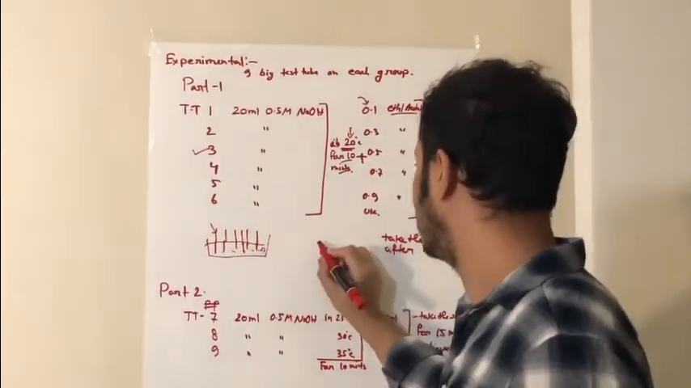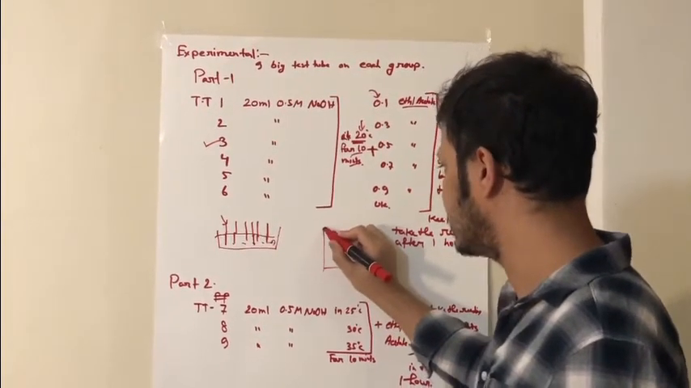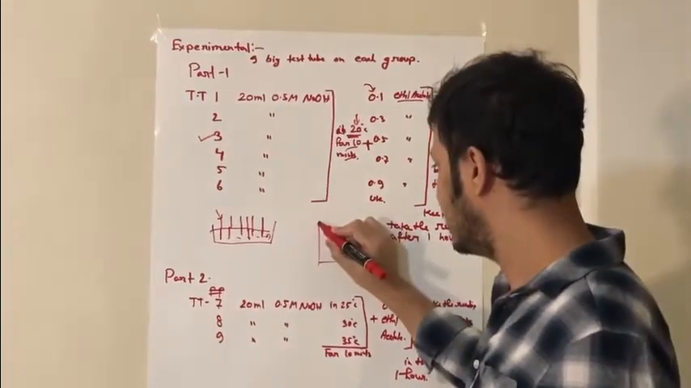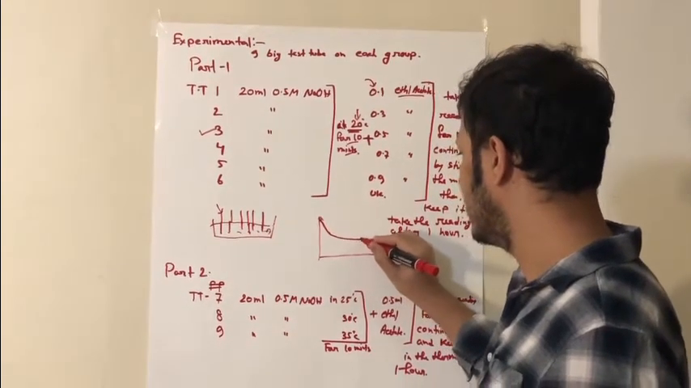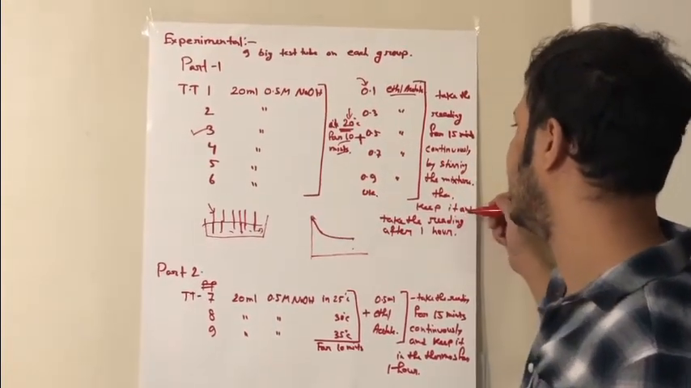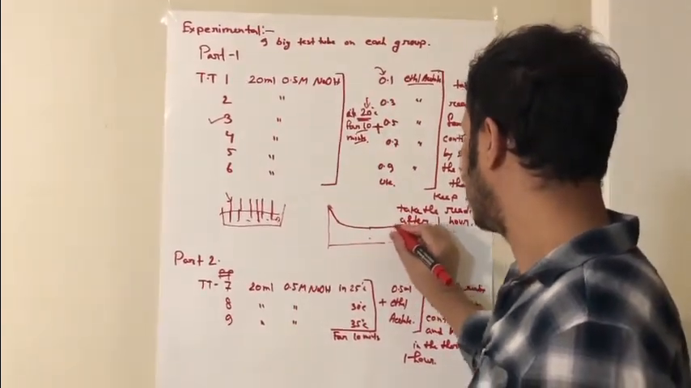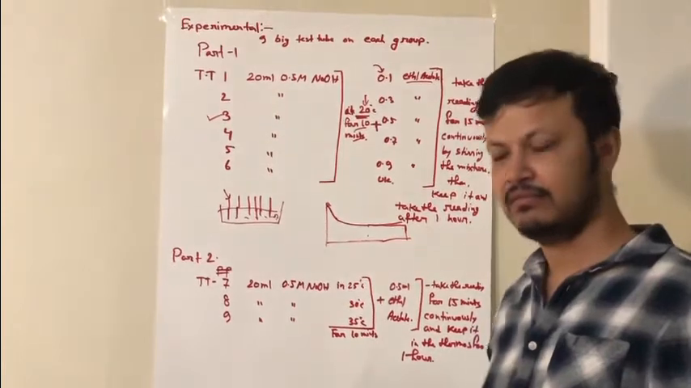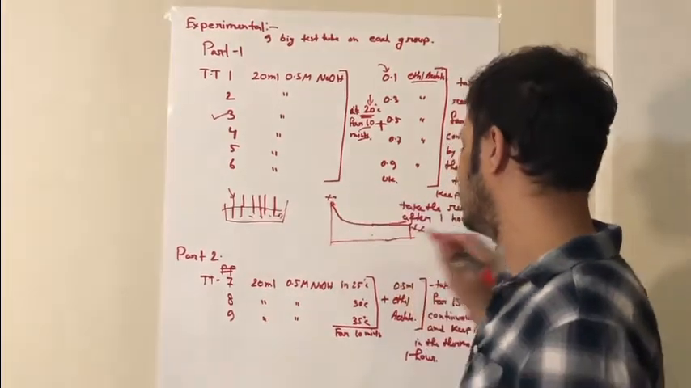Suppose the conductance is here at the beginning. Then the conductance will decrease sharply, as the concentrations of both reactants are very high. Later on it will level off like this. First you take the reading for 15 minutes continuously, stirring the mixture, then keep it and take the reading again after 1 hour. It will plateau. After 1 hour the reaction is done, and you take the reading again here: this is x naught, this is x infinity.